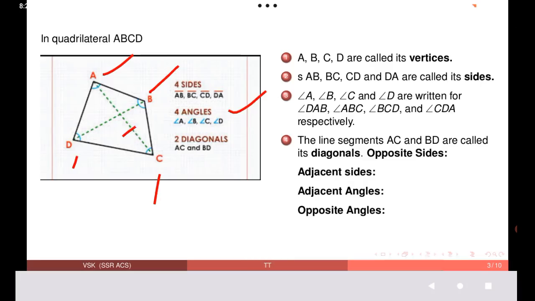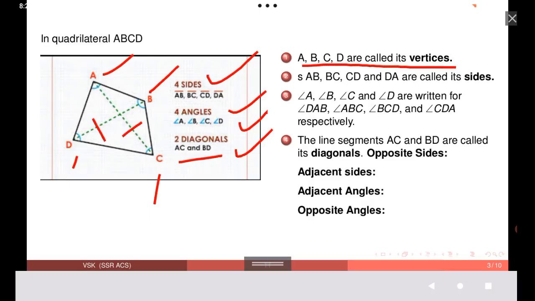Which are the 2 diagonals? AC is a diagonal, and BD. These are the 2 diagonals. So there are 4 sides, 4 angles and 2 diagonals in a quadrilateral. And these points A, B, C, D are called the vertices.